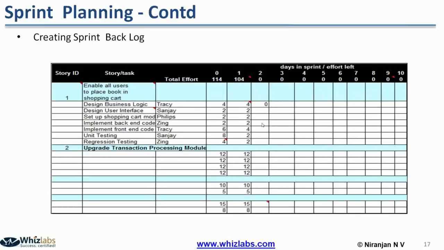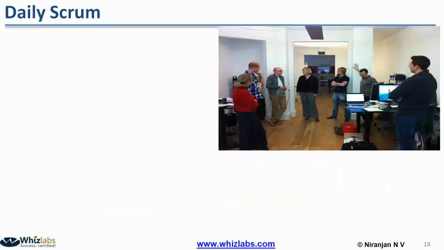So at the end of the first day, like that, every day the team members have to update the number of hours before going home. If that particular task is over, then the remaining effort will be 0. So then we can say that on that day the particular task got over. Okay. So this is how the sprint planning and the tracking has to happen.